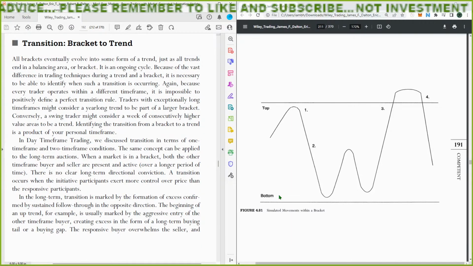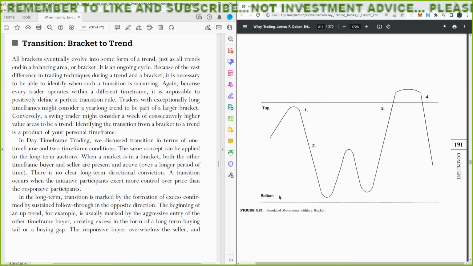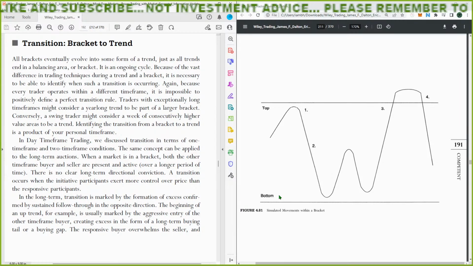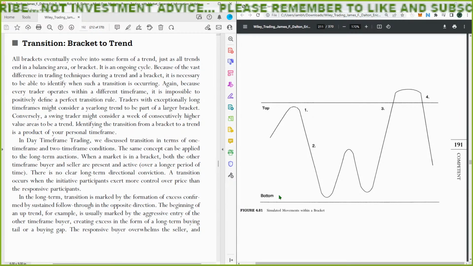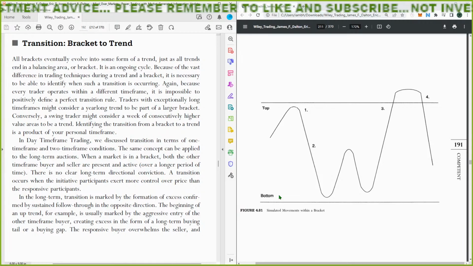Transition bracket to trend. All brackets eventually evolve into some form of a trend, just as all trends end in a balancing area or bracket. It is an ongoing cycle. Because of the vast difference in trading techniques during the trend and the bracket, it is necessary to be able to identify when such a transition is occurring.